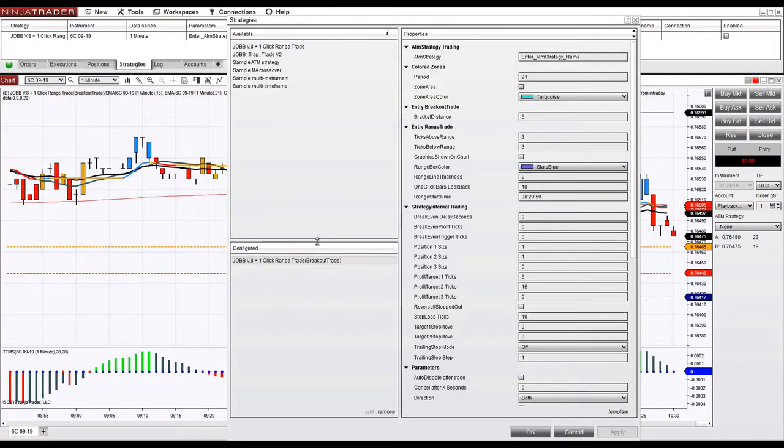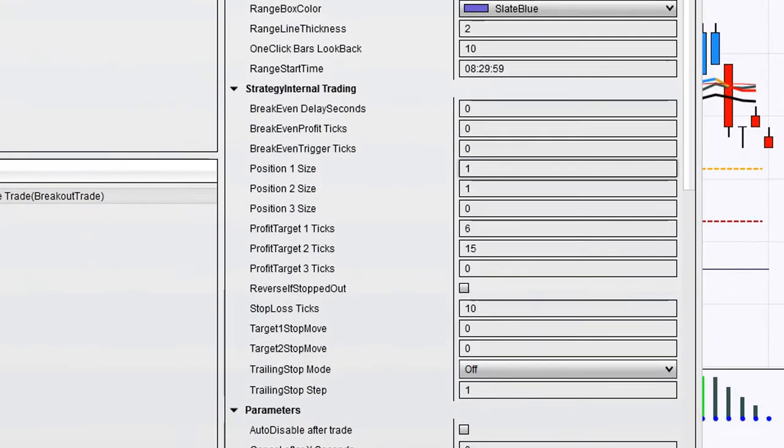One of the ways you can change your settings that will make a dramatic difference in your profit is by increasing the number of contracts for each position. So position one, when you hold your cursor over it, says number of contracts. So I increased it from 1 to 2. Position two, I'm going to do the same thing. I'm going to increase it from 1 to 2.